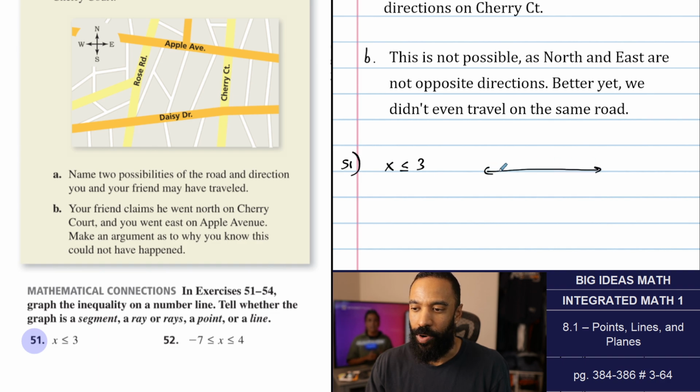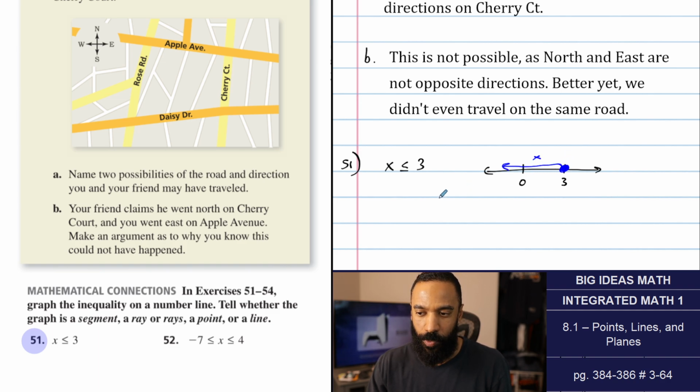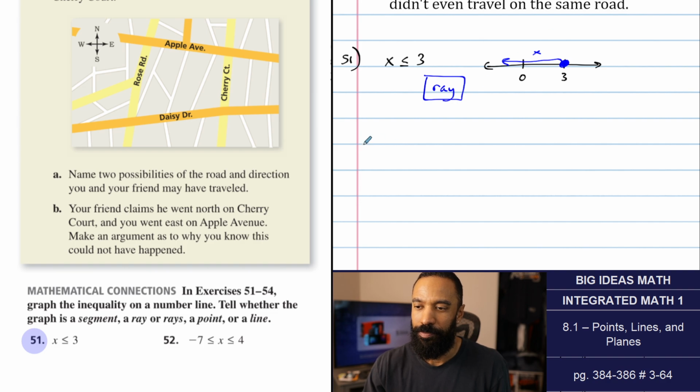Now for me, when I draw these with you guys, you might remember, I'll place 0 on here. I'll place the boundary point there, the boundary value. x is less than or equal to 3 is looking like that. Now what is this? This is a ray, with the endpoint on 3, going to the left in that direction. All right, some algebra being used.